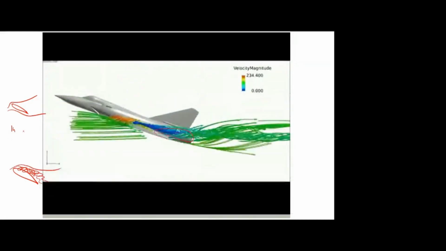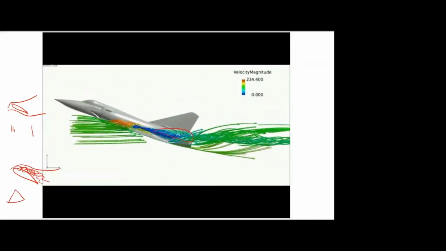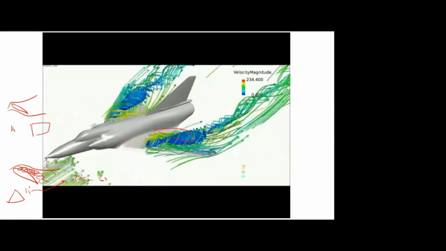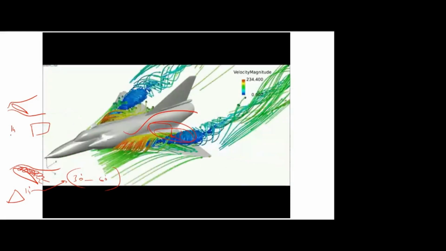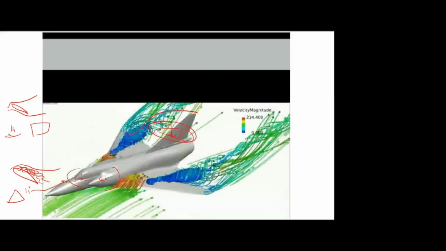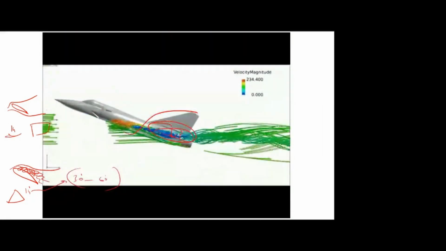So if you use a delta wing instead of rectangular, it won't stall at 14 degrees. The stall may happen between 30 degrees and 60 degrees. Because of these strong vortices, there is a low pressure region that sucks the separated flow. So the stall angle is increased from 14 to a minimum of 30. Is it clear?